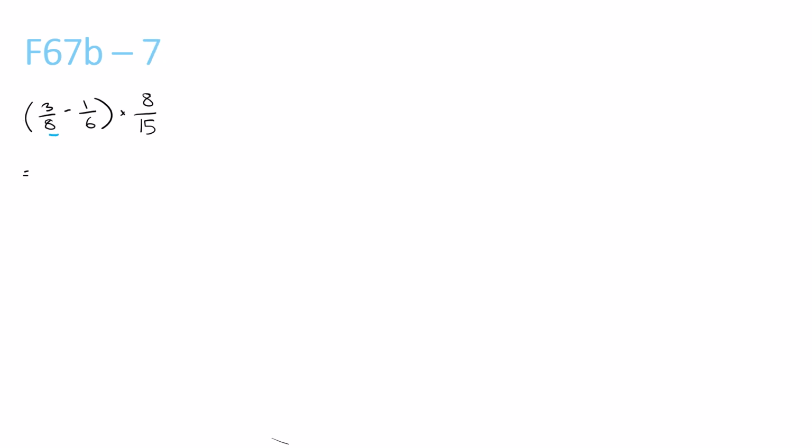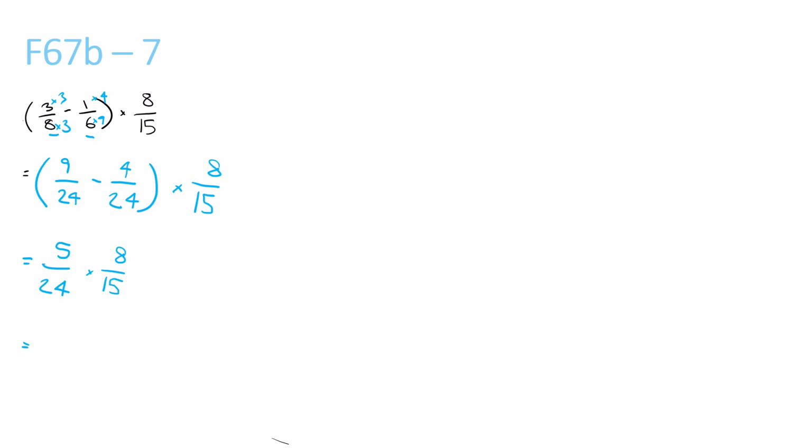The LCM of 8 and 6 is 24, so you put over 24 minus over 24. 8 times 3 is 24, so 3 times 3 is 9. And then 6 times 4 is 24, so 1 times 4 is 4. Times 8 over 15. 9 minus 4 is 5 over 24 times 8 over 15.